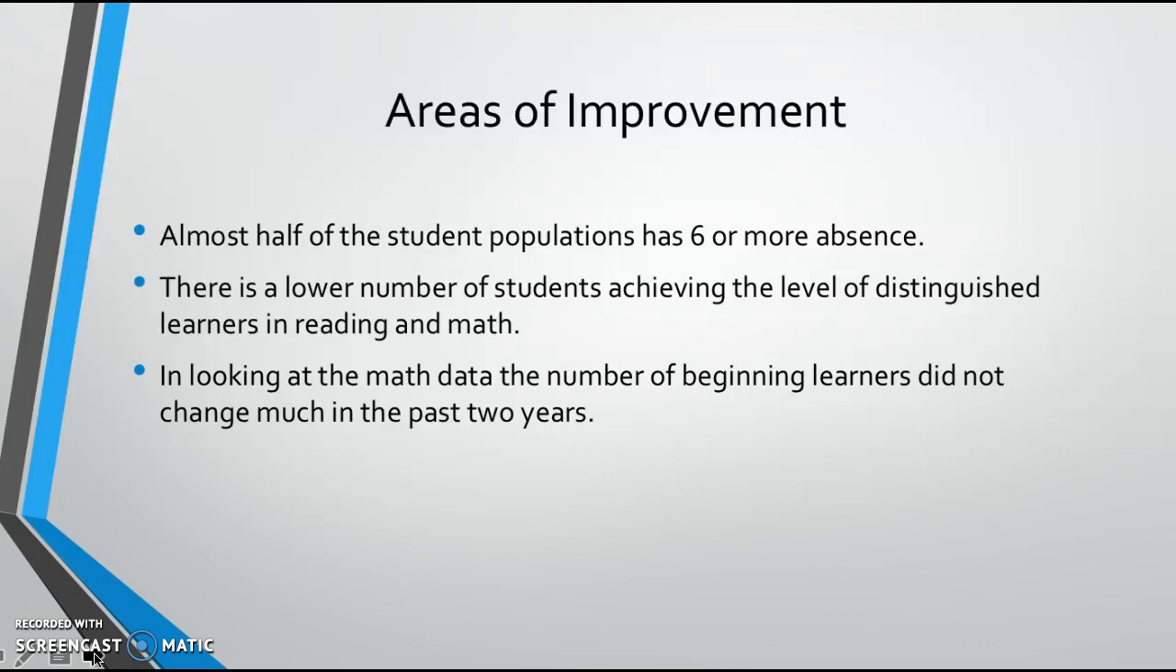Another area of improvement is that there is a lower number of students achieving the level of distinguished learners in reading and math. We do not have any initiatives to address our distinguished learners. We may need to create an action step to address this area of improvement.